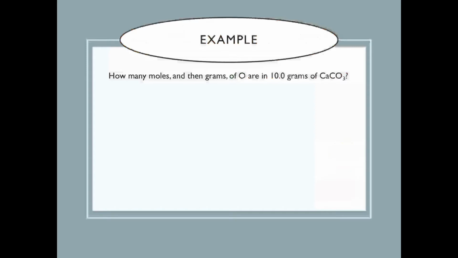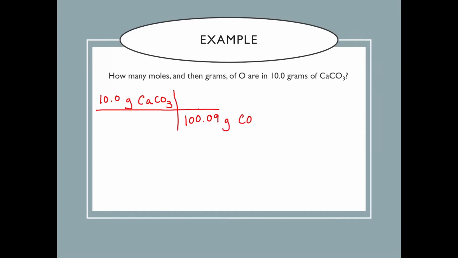So back to that exact same problem that we were working on before. It says, how many moles and then grams of oxygen are in 10 grams of calcium carbonate? So let's figure out how many moles of oxygen. If we have 10.0 grams of calcium carbonate, anytime we're in grams and we're looking for moles, we're always going to have to convert this into moles first. So we'll go ahead and use the molar mass and convert that into moles of calcium carbonate.